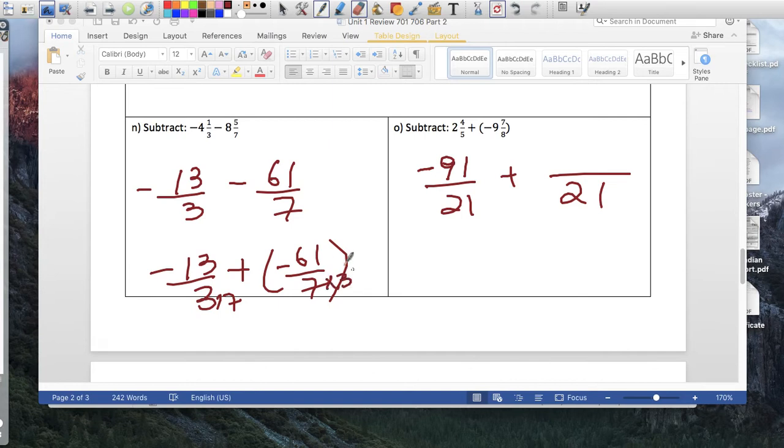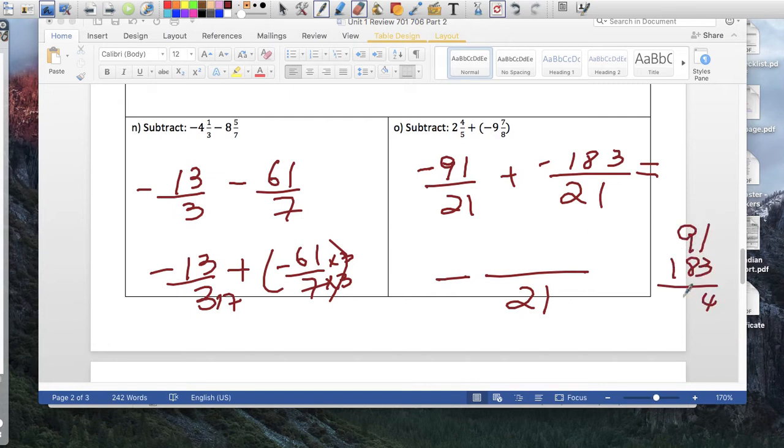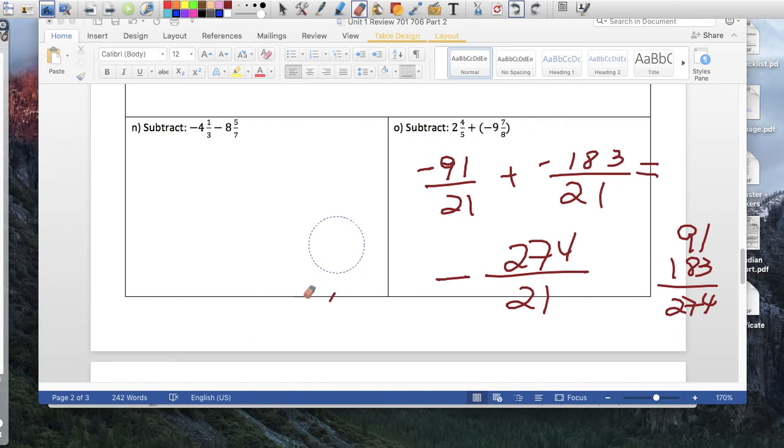7 times 3, and then times 3, you got 3, 183. And they're both negative, so that's easy to do. So this is going to be negative 21 at the bottom, and 91 plus 183, 274. Already negative is right there. 274, which if you change to a mixed number, you can always just divide. That's probably the easier way.